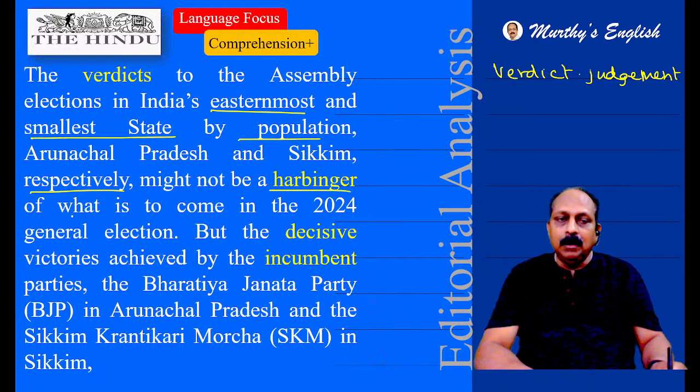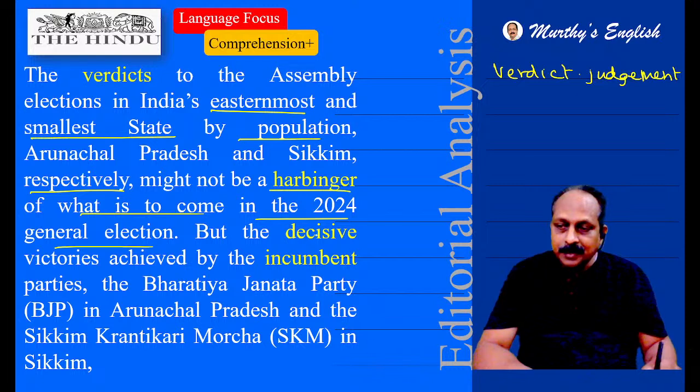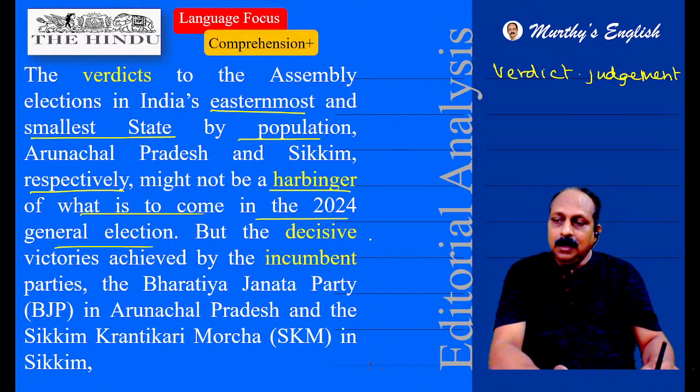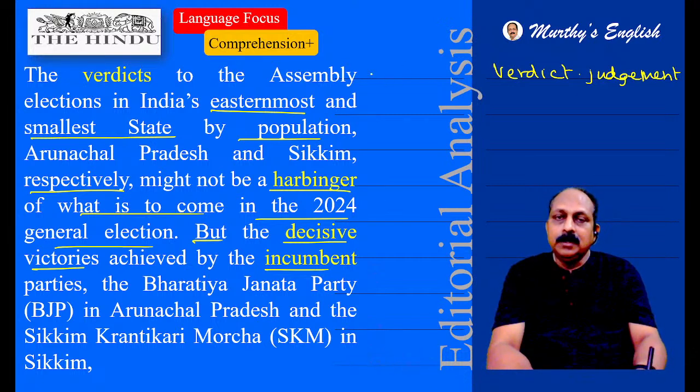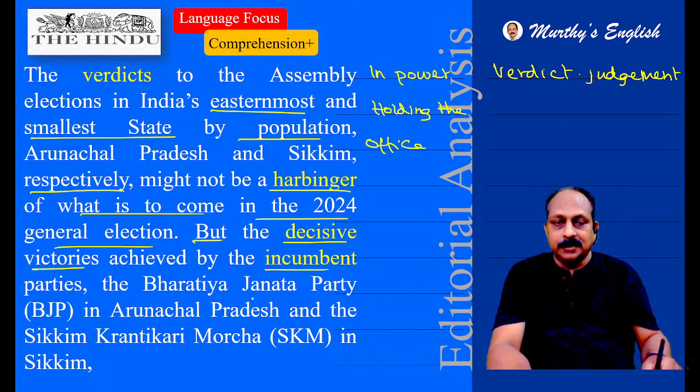Might not be a harbinger of what is to come in the 2024 general election. These results may not be indicators when it comes to 2024 elections. May not be or might not be, chances are very less, a harbinger of what is to come in the 2024 general election. But, contrasting word, the decisive victories, definite victories achieved by the incumbent parties. I haven't brought the meanings of many words because we have got these words many a time. Incumbent CM means what? In power or holding the office. Someone is holding the office, then we say incumbent. Might not be, chances are less.